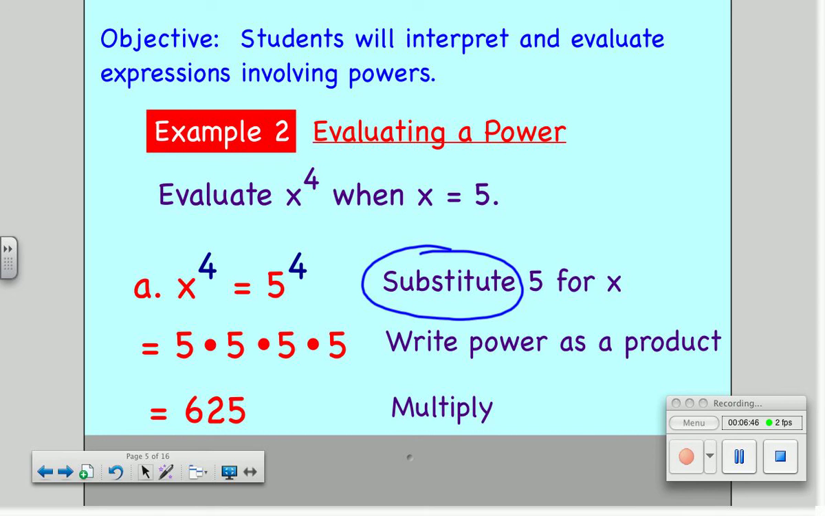So here's the other way you could do it. You could say 5 times 5 is 25. Bring this down, times, and these two, 25. 25 times 25. Okay? So if you multiply those together, you're going to get 625. Now we have a value for 5 to the fourth power. 5 to the fourth power is 625.